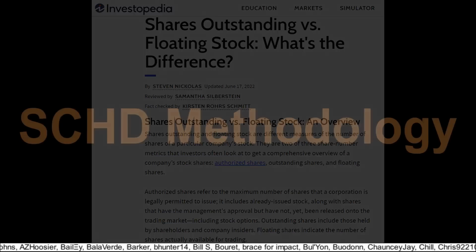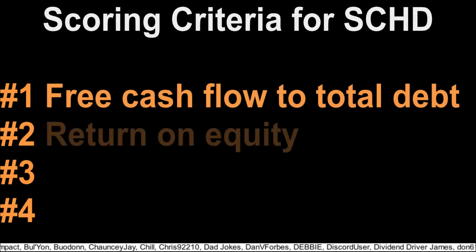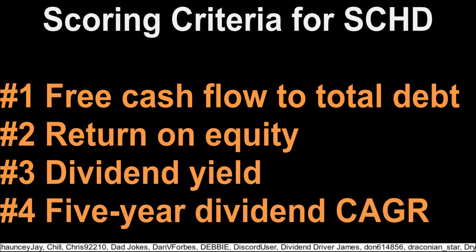Okay, so what SCHD does is take all the stocks that fit into their criteria and sorts them based on yield, and then throws away the bottom half of the sorted list. Then they score the remaining stocks based on 4 criteria: free cash flow to total debt, return on equity, dividend yield, and 5-year dividend CAGR. Finally, they take the top 100 stocks based on that scoring, and that's what ends up as part of SCHD.